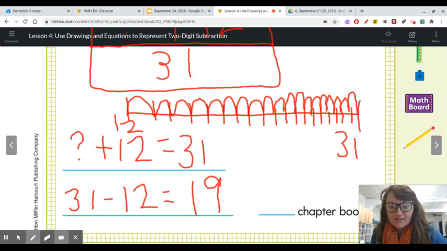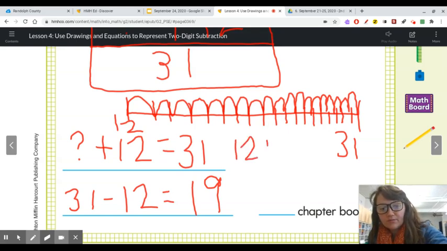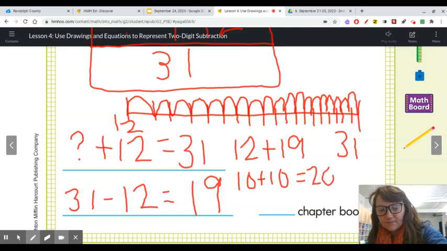However, let's add them up and see if 19 is our correct answer, because subtraction and addition are related. Okay, so you would have to do 12 plus 19. All right, what's 10 plus 10? 10 plus 10 is 20.